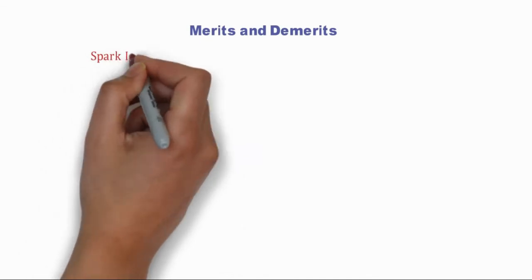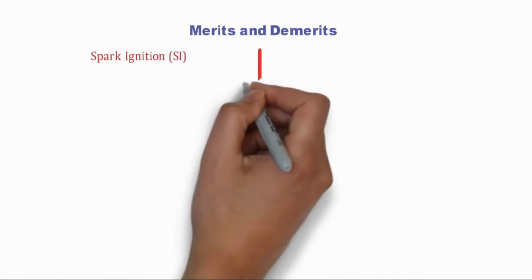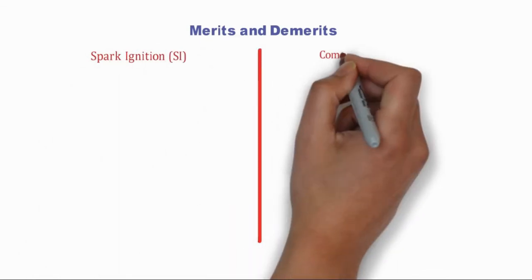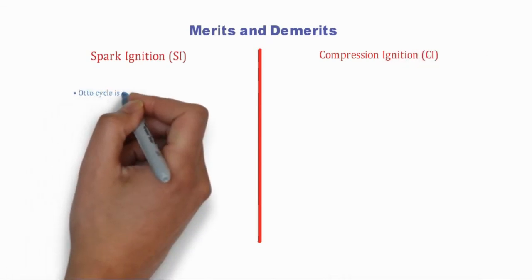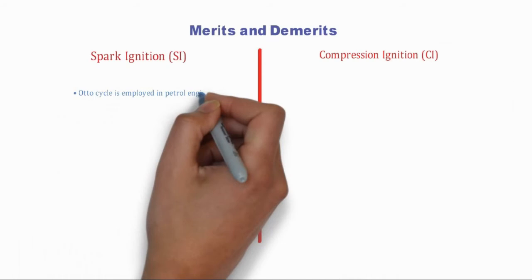Merits and demerits. Spark ignition, SI. Compression ignition, CI. Otto cycle is employed in petrol engine.